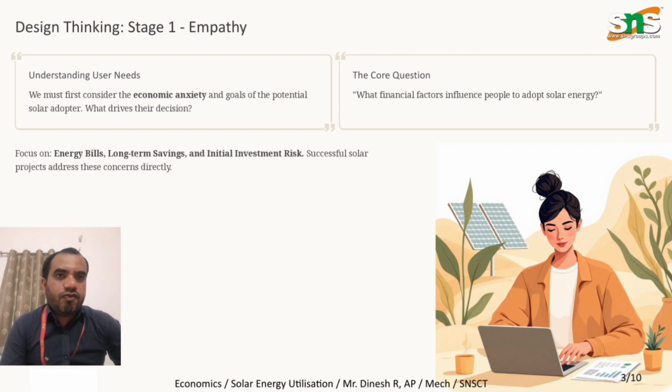What financial factors influence people to adopt solar energy? That's the core question. Before going into that, we have to check this question: what financial factors influence people to adopt solar energy? It can be focused on energy bills, long-term savings, and initial investment risk. As we see, the capital cost, the overall initial investment, is very high compared to other things.